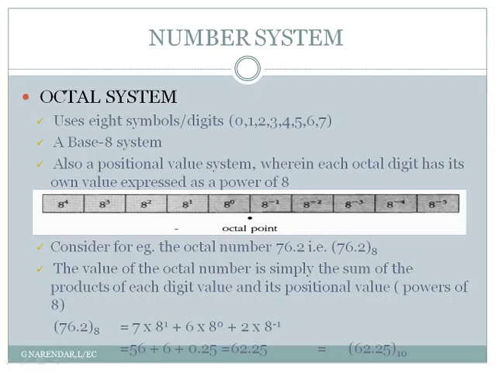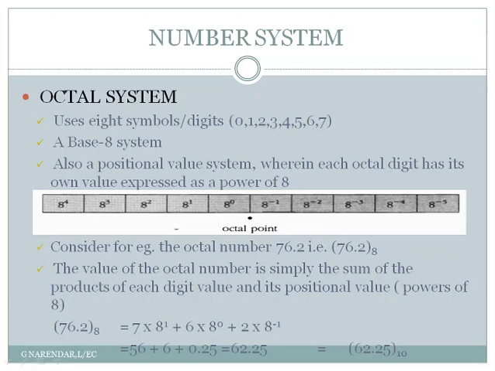Like the previous number systems, the decimal number system and the binary system, the octal system is also a positional value system. That means each position of the number has its value, or the place value of the digit changes with every position. So here the positional values of the various positions in the given octal number are powers of 8.